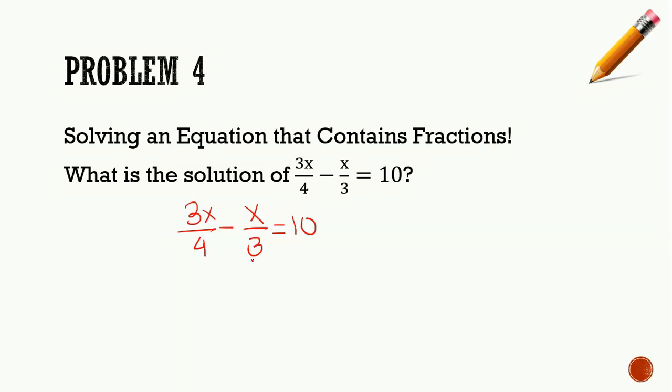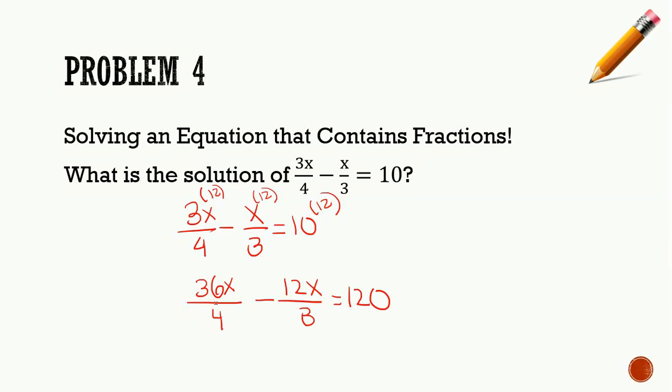Well, a common denominator of 4 and 3 is 12, right? So what if I multiplied each of these parts by 12? Okay, with me so far? So now I would get 3 times 12, well that's 36x, minus 12 times x, that's 12x, and then 10 times 12 is 120.